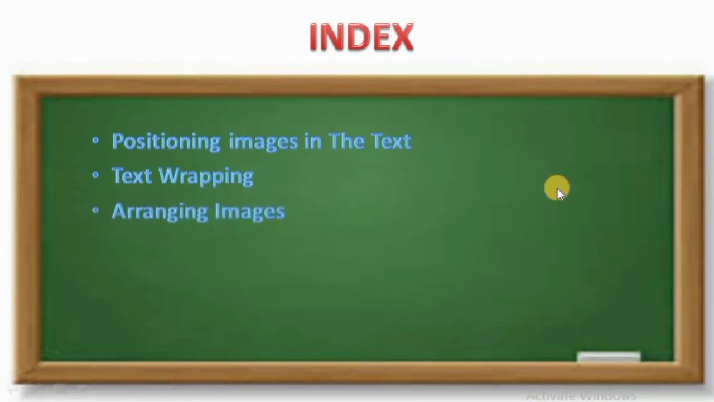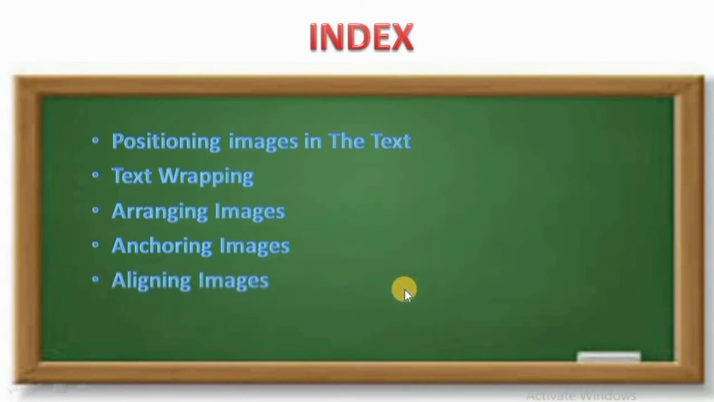Next, arranging images. When we have two or more images, then how we arrange them. And next topic, anchoring images. How we set our image with page, paragraph. Next is aligning images. In this topic, we will understand how we will set alignment of images. Left, right, center, top, bottom, etc. Now, we will discuss all these topics one by one in our OpenOffice.